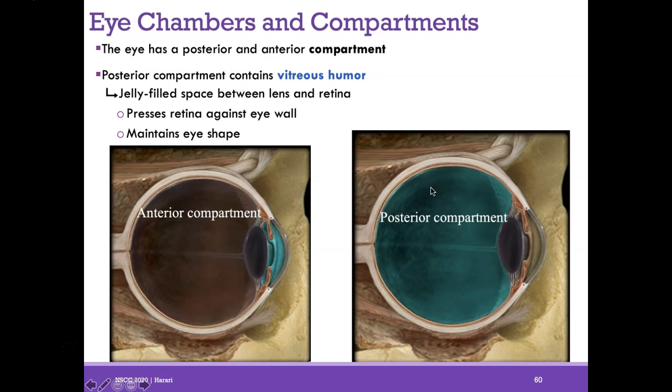Just like developing film, you want to have a flat layer of film. You want to press down on the film perfectly. You can't have any air bubbles. So this jelly-like material inside the vitreous humor keeps a nice seal. It keeps this retina flat against the eye wall. Right? Specifically, it's flat against the choroid that's in the middle, right? That was the vascular layer we spoke about. So that's the posterior chamber, filled with vitreous humor, keeps the eye shape, gives it structure, keeps it round.